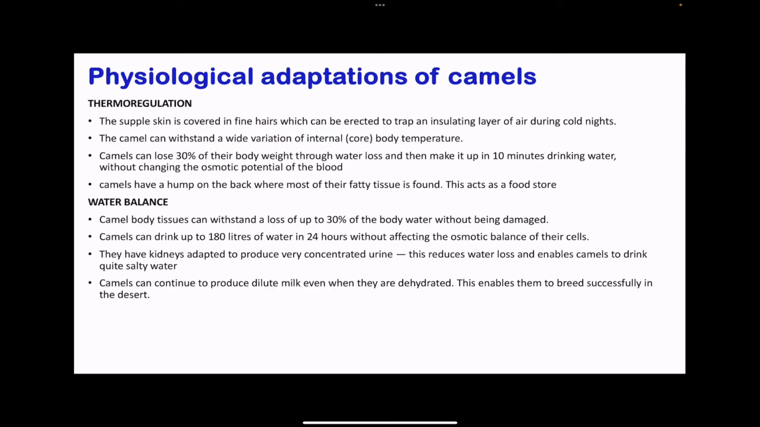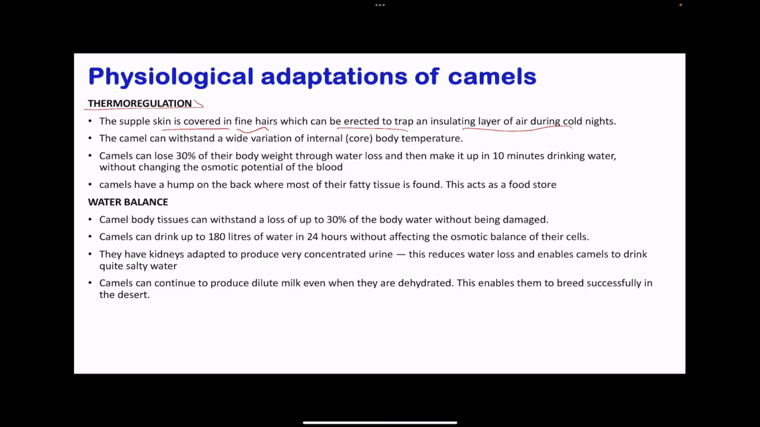Moving on to physiological adaptations of camels, we're going to go to thermoregulation, meaning controlling the body temperature. Camels do have supple skin which is covered in fine hairs, and these are going to be erected in order to trap insulating air during cold nights. And again, remember, they live in areas where it's going to be cold at night and very hot during the day, so they should have some adaptations to protect them when it gets cold.